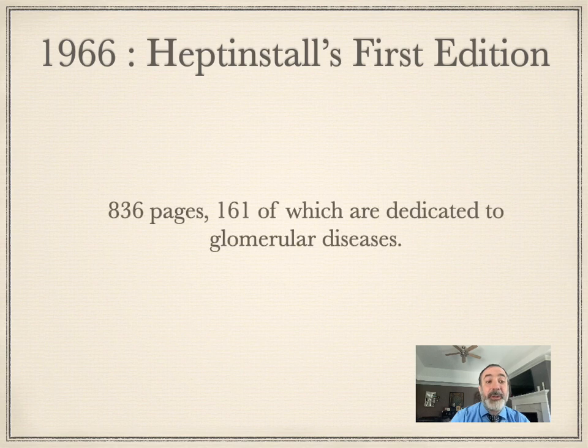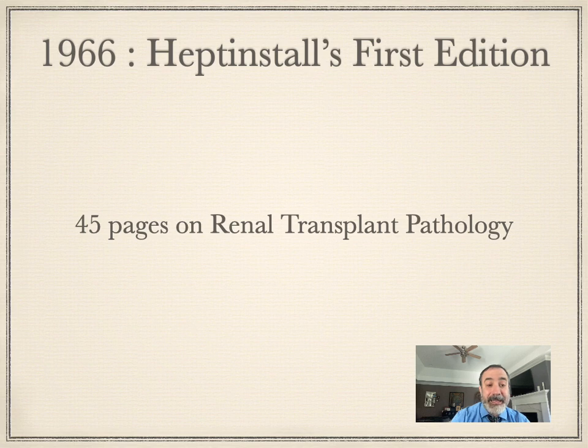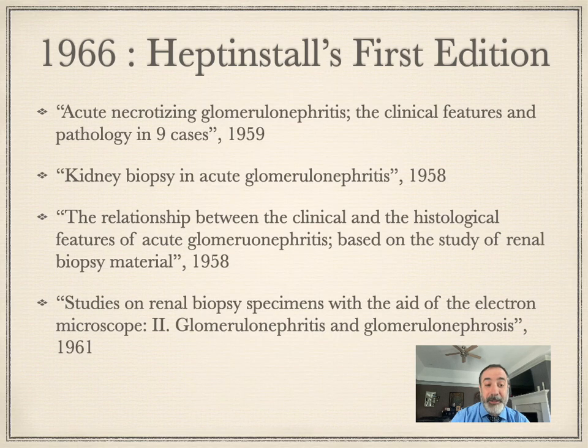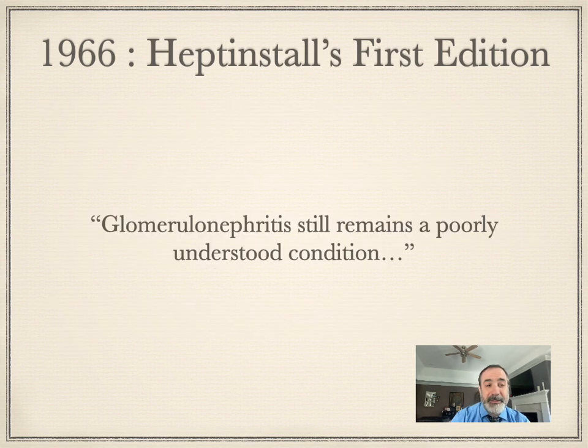It included 836 pages. 161 of them were dedicated to glomerular diseases, an impressive feat. And an even more significant milestone, it includes 45 pages on the newly emerging field of transplant pathology. Perhaps most importantly, Heptonstall integrates the findings of numerous studies based on percutaneous renal biopsy. And yet, even with this influx of new information, he still admits in his preface that glomerular disease still remains a poorly understood condition.